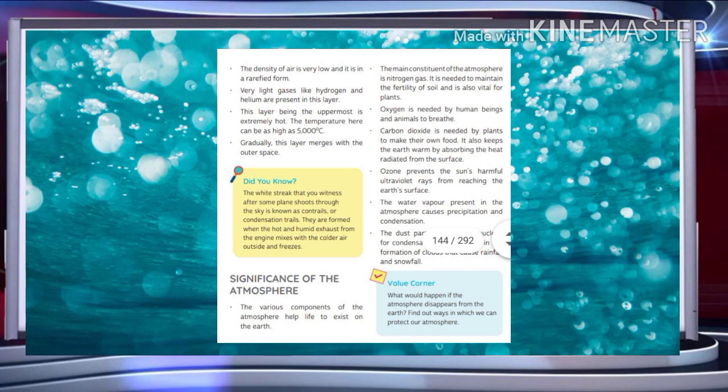Oxygen is needed by human beings. Carbon dioxide is needed by plants to make their own food. Ozone layer prevents the sun's harmful ultraviolet rays from reaching the earth's surface. Water vapors present in atmosphere cause precipitation, rainfall and condensation, and dust particles form the nucleus for condensation which results in the formation of clouds.